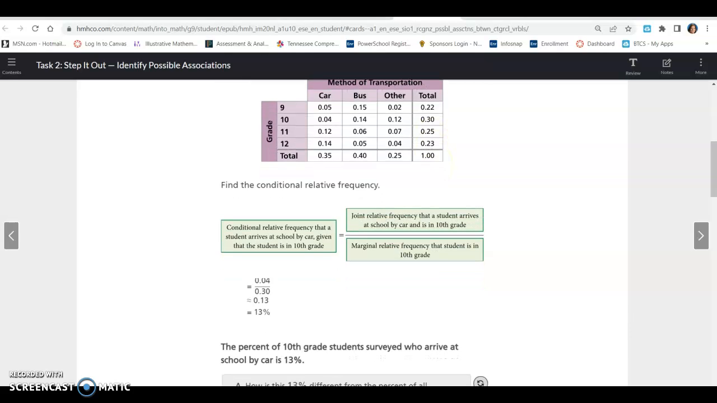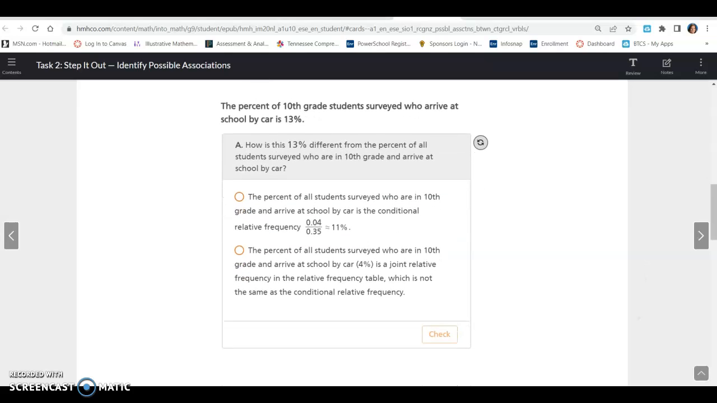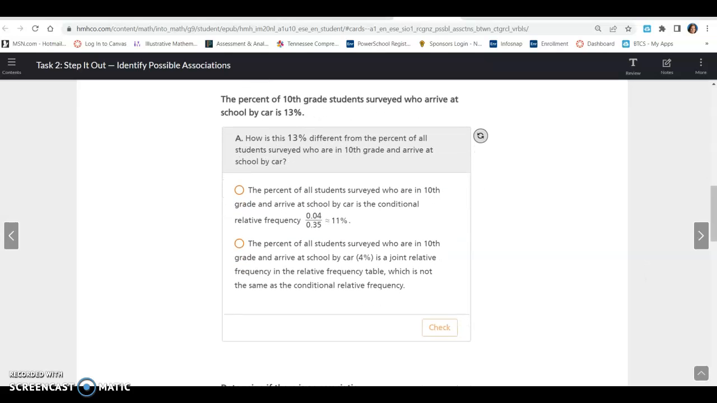All right, so it says find the conditional relative frequency. The conditional relative frequency is found by taking the joint relative frequency and dividing that by the marginal relative frequency. Since we're looking at 10th grade students who arrived by car, we're going to take 10th grade students, that's this row right here, and the number that arrived by car, which is 4%, and divide that by 30%. So 0.04 divided by 0.30 is about 13%. The percent of 10th grade students surveyed who arrive at school by car is 13%.